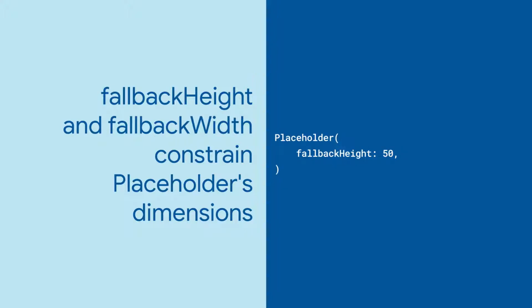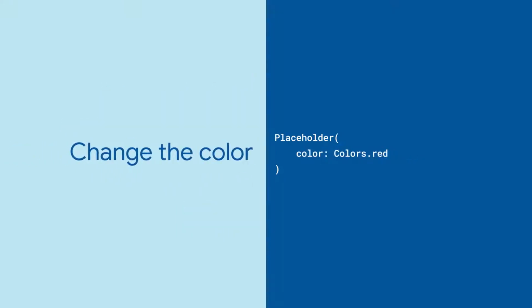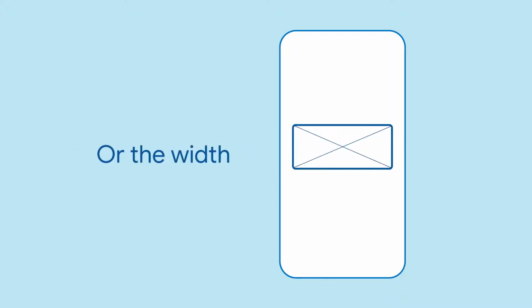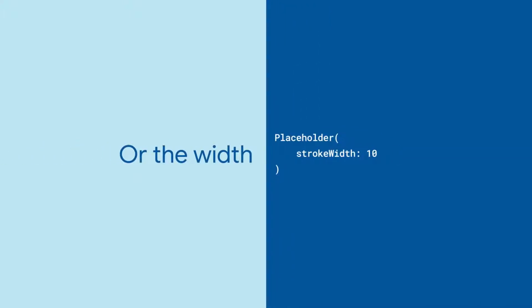Just like a container, normally this widget will expand to fill all the available space, but you can constrain the height or the width with fallback height or fallback width when this widget is placed in an unbounded parent like a list view. You can even change the color of the X and the width of the lines, but maybe you should just get back to styling your actual app rather than the placeholder widget.